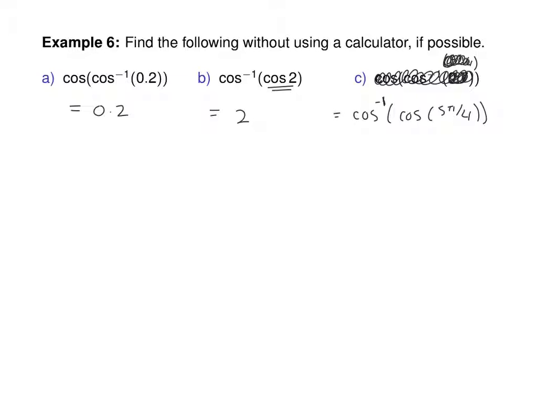So in this instance, 5 pi quarters is bigger than pi, so the inverse and the function won't cancel out immediately. So in that case, work out what cosine of 5 pi quarters is. So 5 pi quarters is in which quadrant? 3. It's this angle, right? What is the cosine at that point? Negative radical 2 over 2. So cosine inverse of negative radical 2 over 2. And didn't we work out what that was up above? Yeah, we did. So what was that? 3 pi over 4.